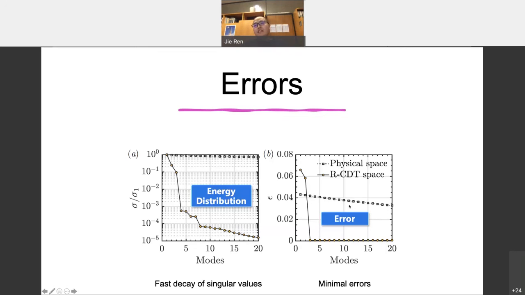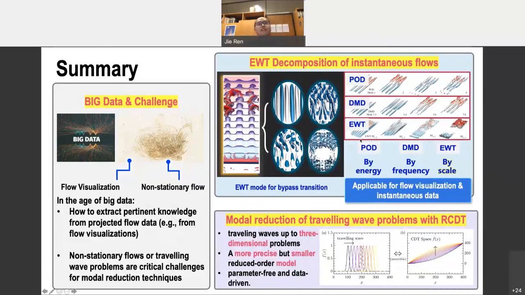Also, if we compare the error as a function of the number of modes in reduced order modeling, we can see that if you keep 3 modes, that's enough in RCDT space. The error is minimal. Whereas in physical space, the error drops linearly with increasing number of modes, but it's far from satisfactory. So here is an error comparison.